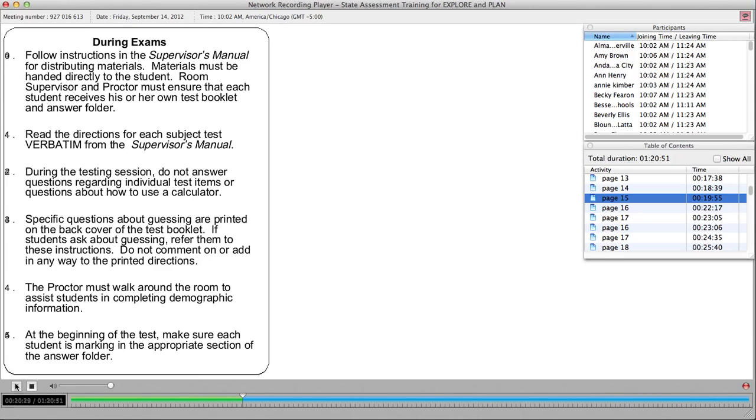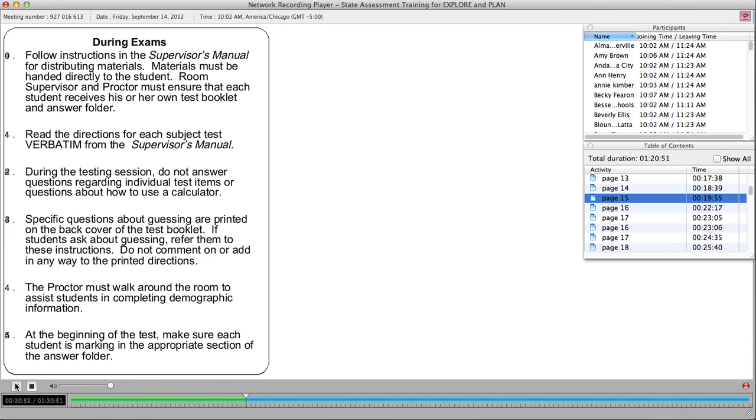If you're testing within a 2-day period, the students need to get back their own answer folder that they had the day before, when they start the academic part, that they had the day before with the non-academic parts of the program. All directions for each subject test must be read verbatim from the supervisor's manual.